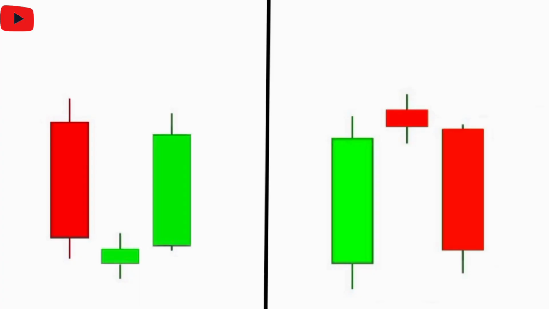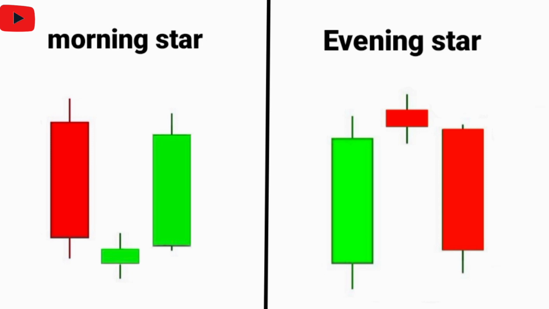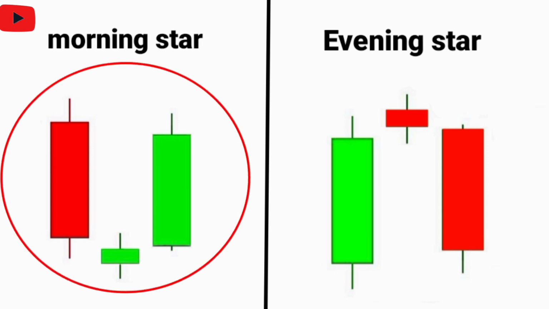Let's start the video. As you can see on the screen, there are two candlestick patterns visible in front of you. This is the morning star, and this is the evening star. First, let's understand the morning star candlestick pattern in detail, and after that, we will understand it on the chart.